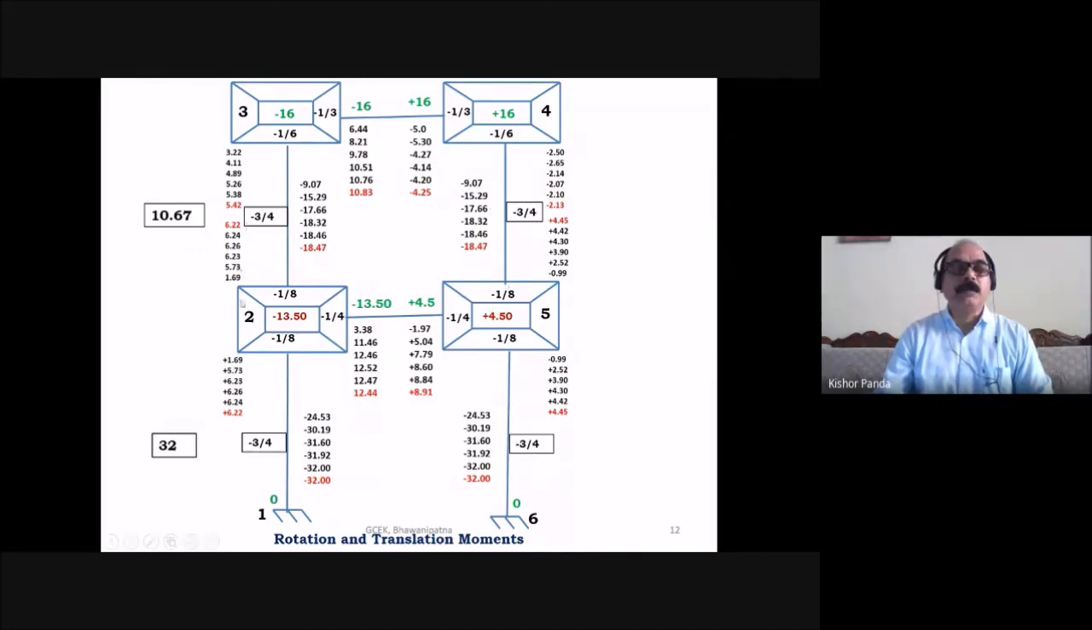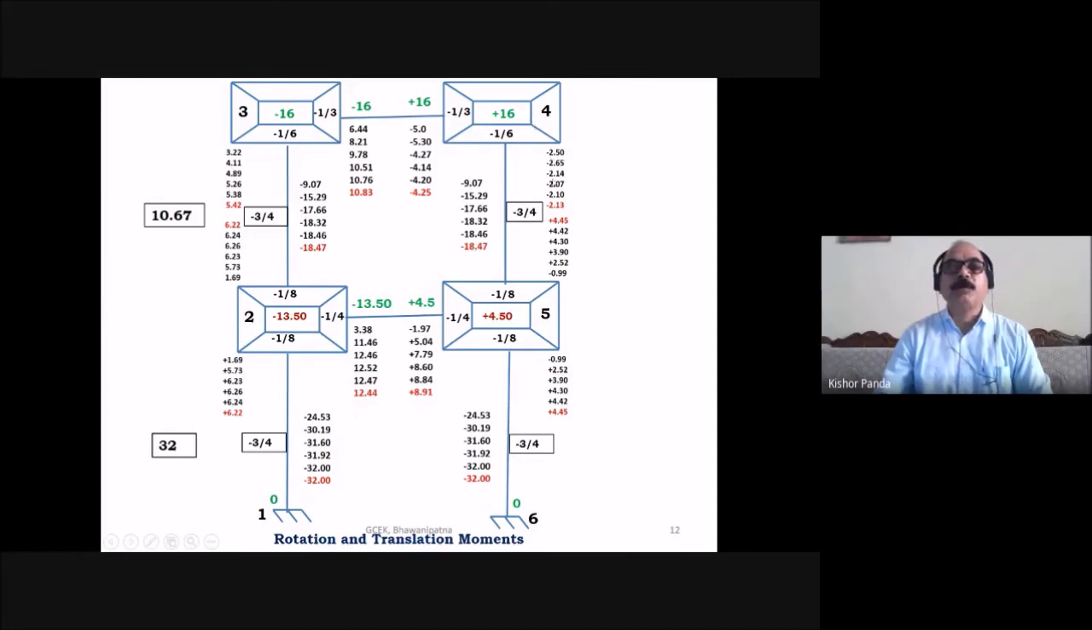And these are the rotational moments. Here it is 0, and on this side the rotational moment is this one. This side is this one, this side is this one. Similarly here, this side this one. M52 and M56 are this one, and M54 is this one.